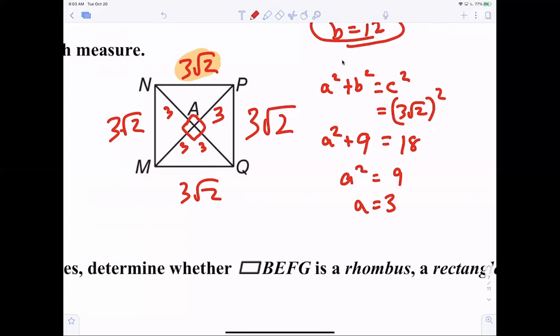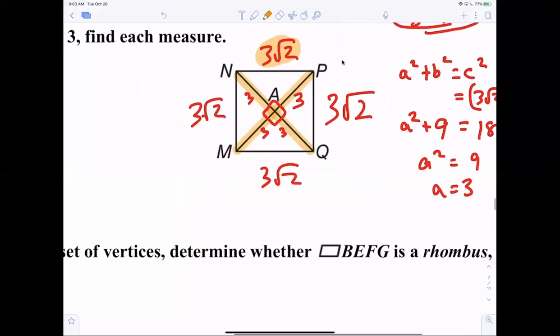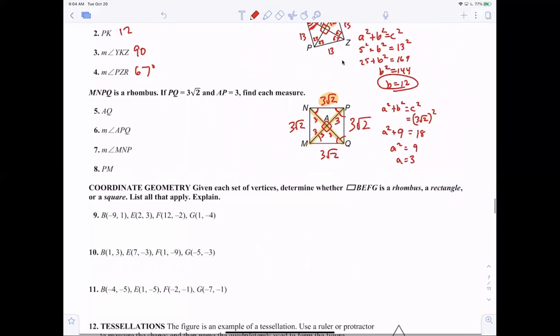So that rhombus is actually a what? Square. How do I know for sure it's a square? The diagonals are equal. If the diagonals are equal in a rhombus, then it is a square. All right, which means all of these are 3s. What's the measure of this angle right here, guys? 45. All of them are what? Yay, okay, that makes good sense.